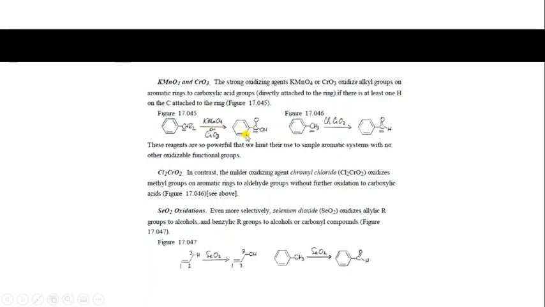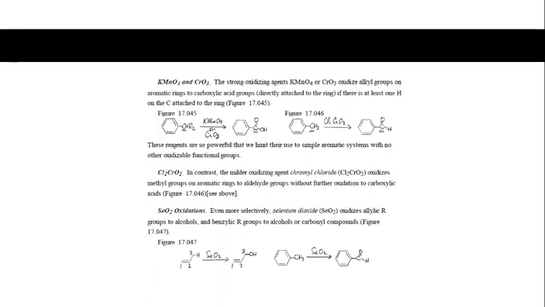But on the other side, you will see that with chromyl chloride, that is Cl2CrO2, if the same reactant is subjected to chromyl chloride, instead of taking it to the carboxylic acid, it will only be oxidized till the aldehydic stage. It oxidizes the side chain only to the aldehyde, but if we subject it to KMnO4, it will take it directly to the carboxylic acid.